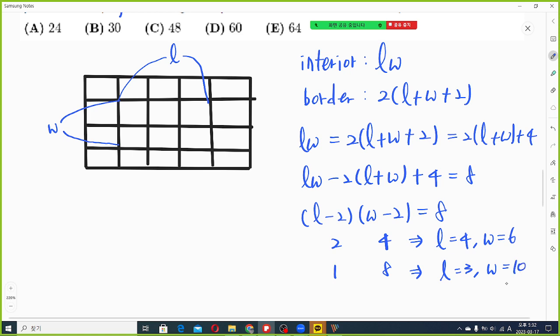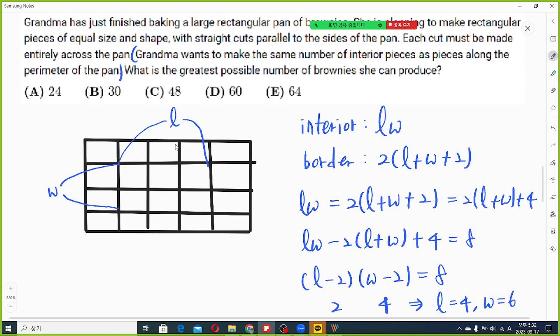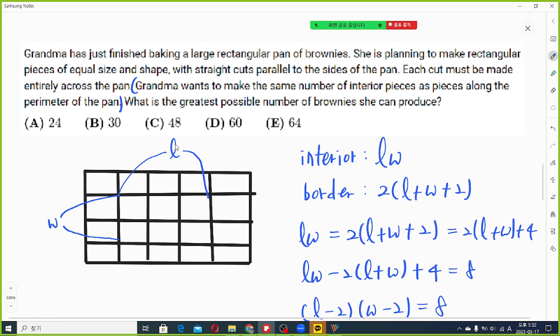So which one makes more brownies? 4 and 6 or 3 and 10? Oh, 3 and 10. 3 and 10, so that means inside there are 30 pieces of brownies, and also outside, because it has the same number of brownies. So what's the total number of brownies? Oh, 30, 60. Yeah, 60 is the answer.